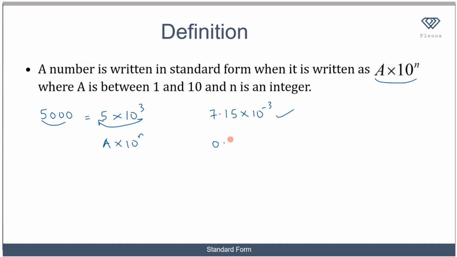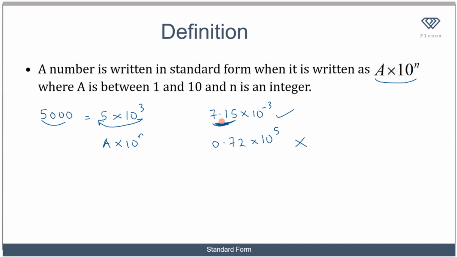How about 0.72 times 10 raised by 5? Is this in standard form? So we ask ourselves, the number that is there, does it lie between 1 and 10? And the answer is no. 0.72 is less than 1, even though there's an integer as the exponent. But since one of the conditions is not satisfied, this is not in standard form. So standard form does not just mean multiplying a number by 10 raised to the power of an integer. Take note that the number that I am multiplying must be between 1 and 10.